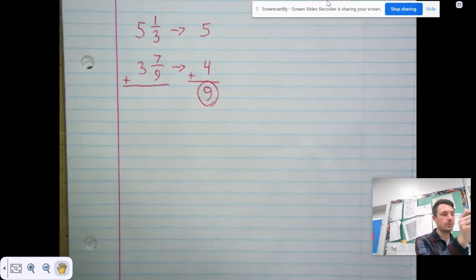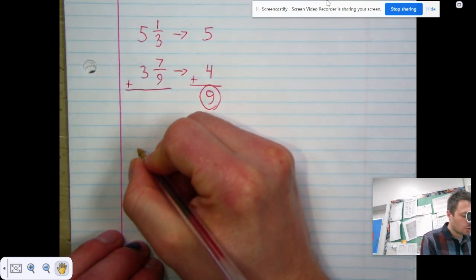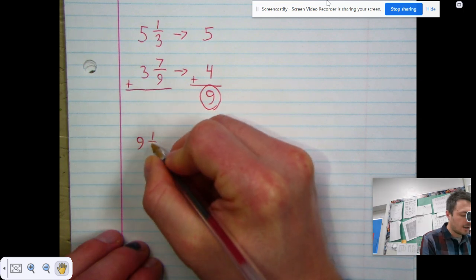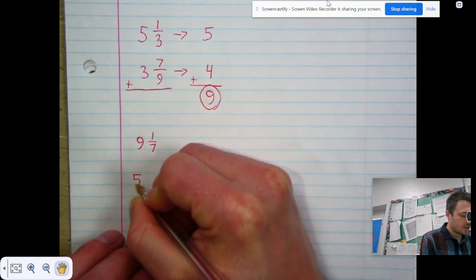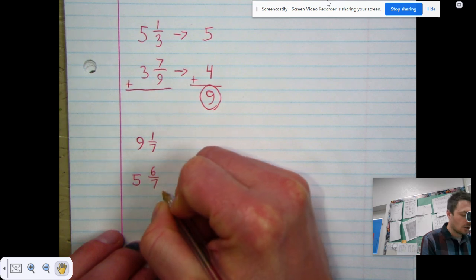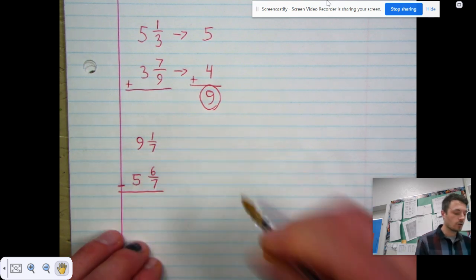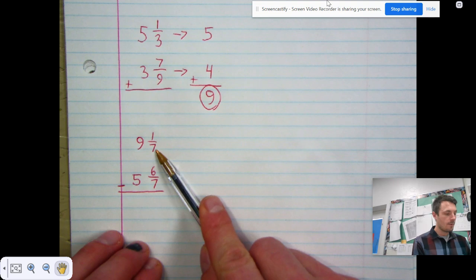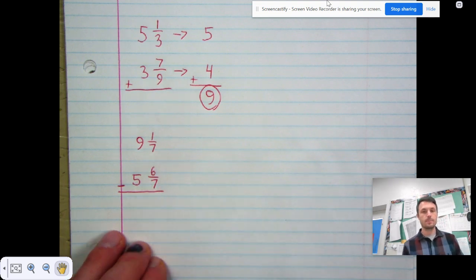Let's do another example together. Let's do a subtraction one this time again. Let's say we have 9 1/7 plus 5 6/7. I'm sorry, minus. This is a subtraction problem. 9 1/7 minus 5 6/7.